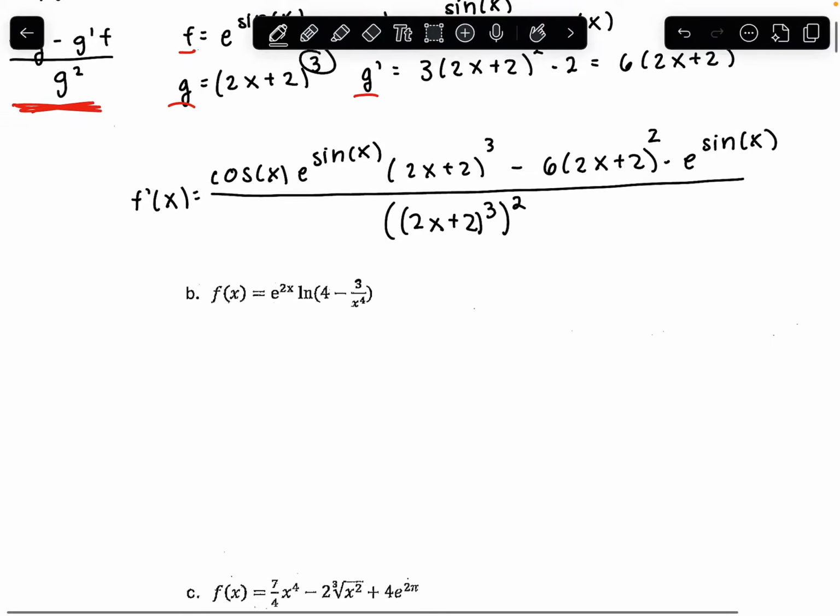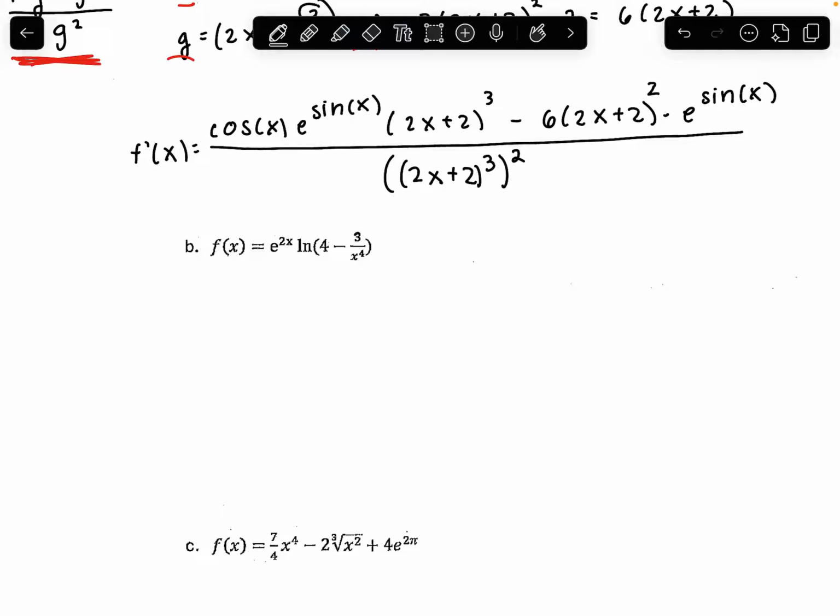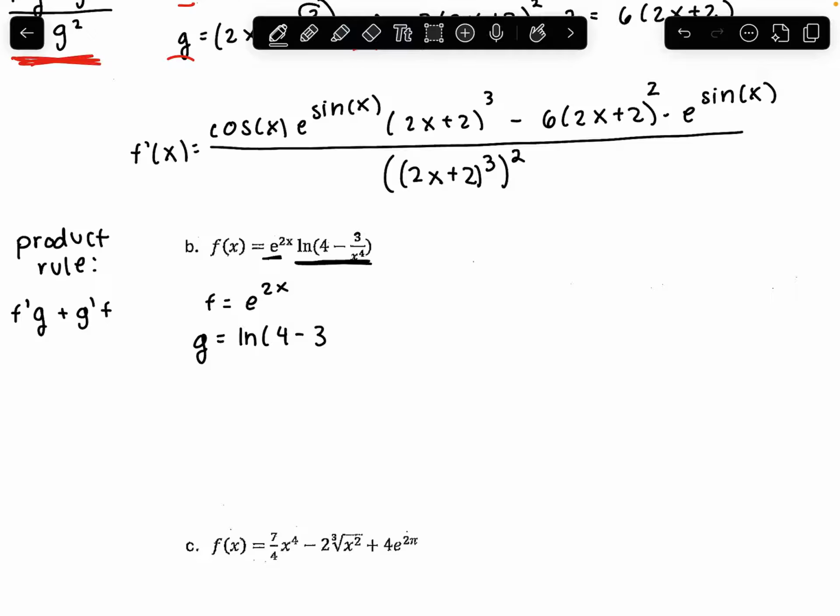All right, so in part B, it looks like we have a function multiplied by another function. What does that sound like? A product. So we have to use the product rule in order to get our answer here, which, recall, is F prime G plus G prime F. Let's call F, this first one, e to the 2x, and G we'll call ln of 4 minus 3 over x to the 4th.